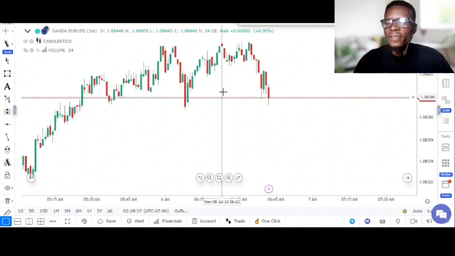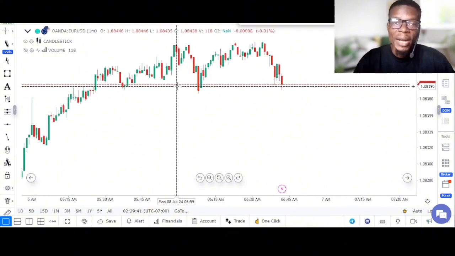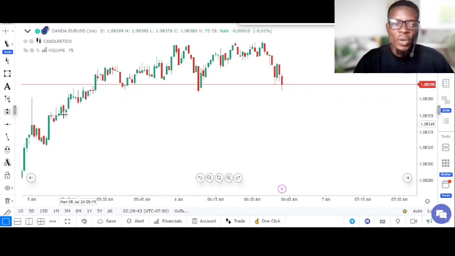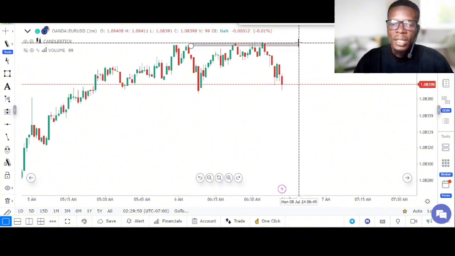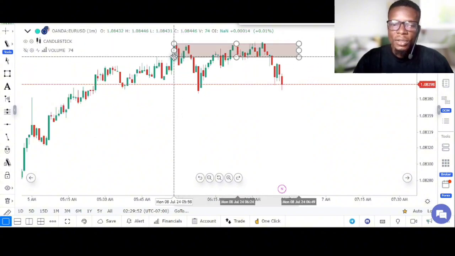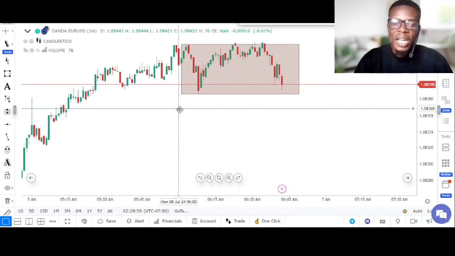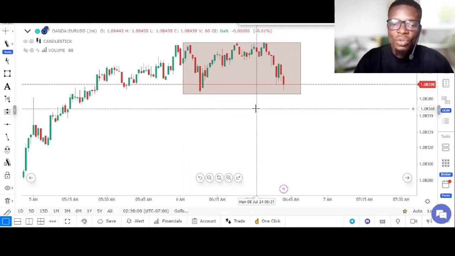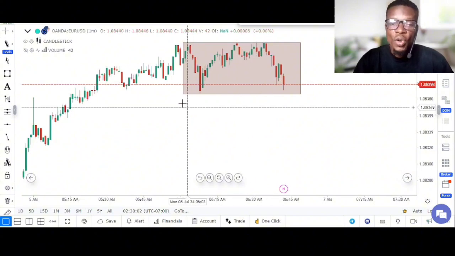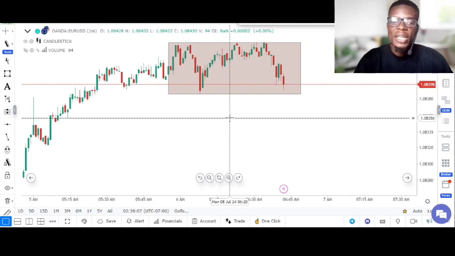Now, if we identify these types of levels, what we want to do is to apply our horizontal level as quickly as possible, or we can just use this rectangle tool and just draw out these levels. So when we draw them out, we tend to see what is happening in the bigger picture, because that is how to know what is going on, so that we do not miss out on any important detail.